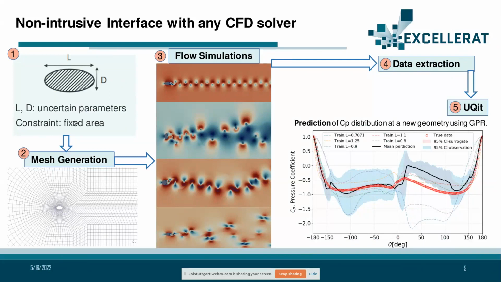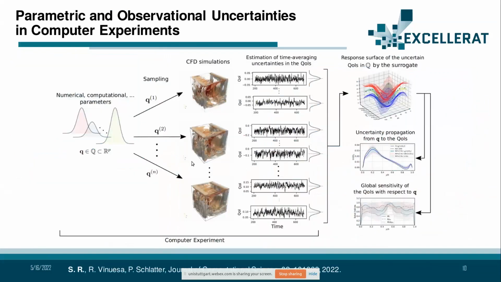So for various samples of L and D, we can run the simulations. At the first step, we generate the mesh, we run the simulations, and here we have the data extraction step. It can be either in situ, for instance, related to what Dennis was talking about, or it can be just from the data which is stored on the disk. Later, we send this to UQit, and we can combine the data and make predictions for the mean process and also the associated uncertainty.